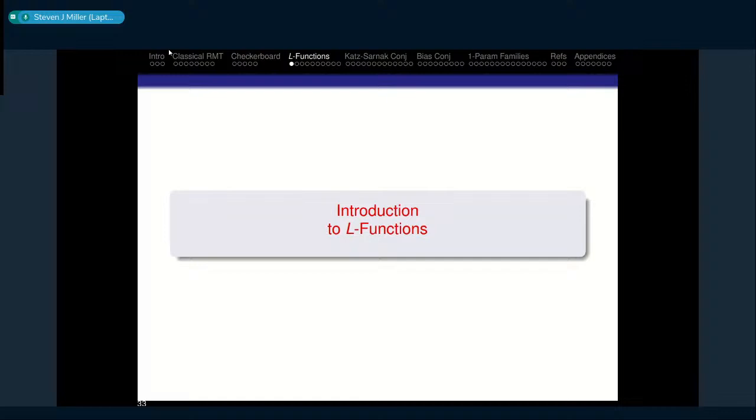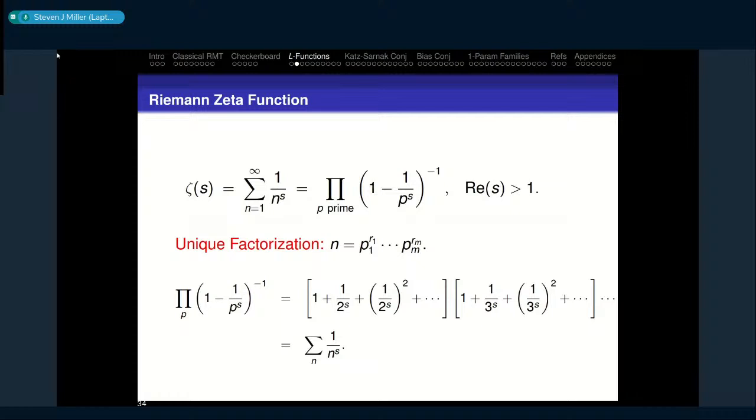Okay, we've heard a couple of talks on L functions. I'm not sure what everybody's background is, so I will just quickly do a few mandatory slides on L functions just to make sure we're all on the same page. The Riemann zeta function is the prototypical one. It's defined as the sum over all the integers of 1 over n to the s. And by unique factorization, it turns out that this is also expressible as a product over primes.